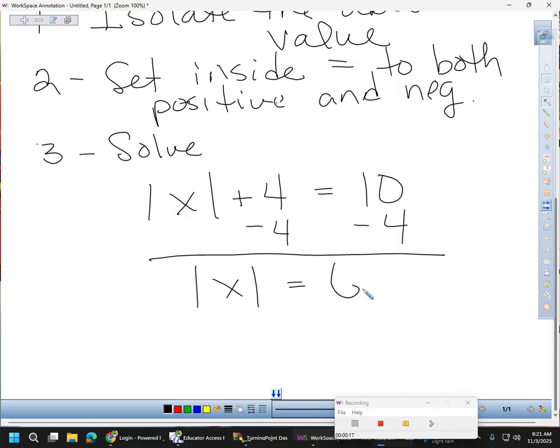Step 2 says you set what's inside equal to both the positive and the negative. So I'm going to take what's inside, which in this case is just x, and set it equal to the positive, and set it equal to the negative. So there are always going to be 2 answers. All right? Seem pretty easy?